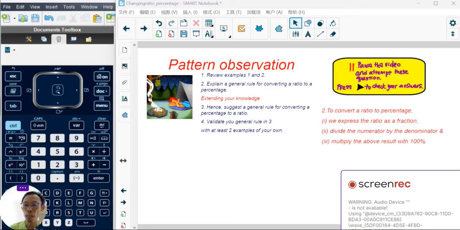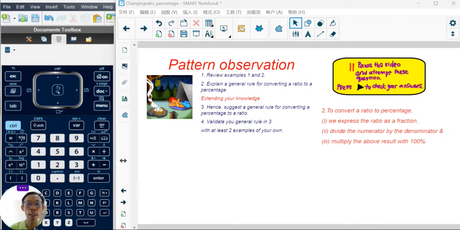Another class with me. My name is Ming, and today we're going to look at how we come up with a general rule for converting a percentage to a ratio. Here is the rule for converting a ratio to a percentage.